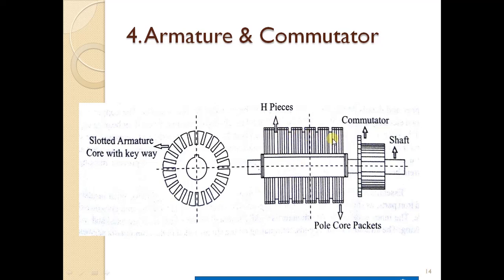So how many H will you have here? 1, 2, 3, 4, 5, right? So there will be 5 H pieces in the commutator, and this is your shaft. And next to that we will be having a commutator. As I already said, this is the riser, and this is the flat portion of the commutator, and this is again the shaft. Okay, this is nothing but your pole core packet, H pieces, and this is your pole core packet. This is the end view of the armature, and this is the elevation part of the commutator as well as the armature.